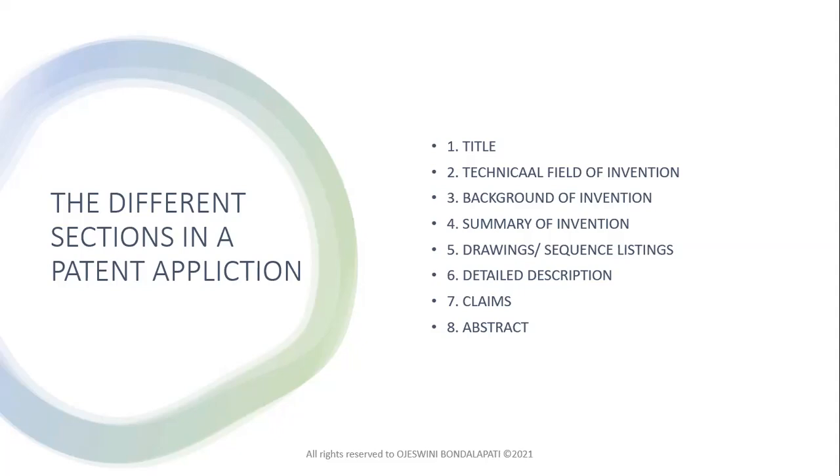For the provisional, we will eliminate the claims part and the drawings part, and even in the detailed description, we will just list the embodiments if possible, else we will not have that also. And the abstract is always compulsory for the provisional and the complete specification.